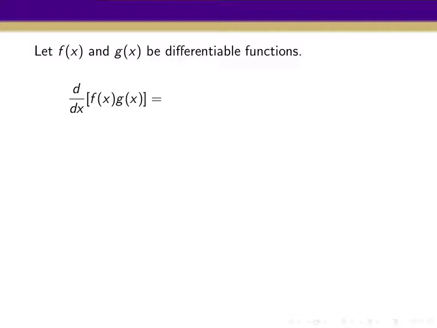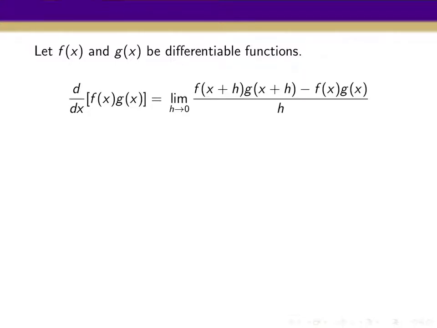Let's say f of x and g of x are two differentiable functions, and we're going to think about taking their derivatives. So the derivative of f of x times g of x. Let's appeal to our definition of the derivative. For the sake of saving space on the screen, we're going to be using h instead of delta x because h is a little bit narrower. But this is just plugging in f times g into the definition of the derivative.